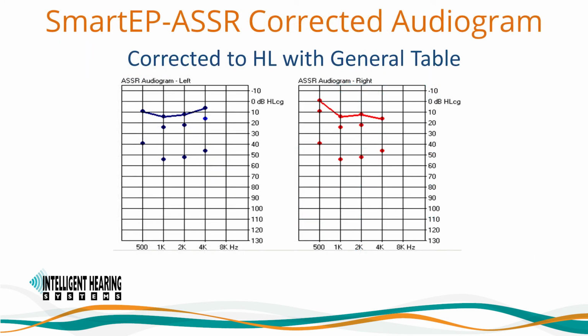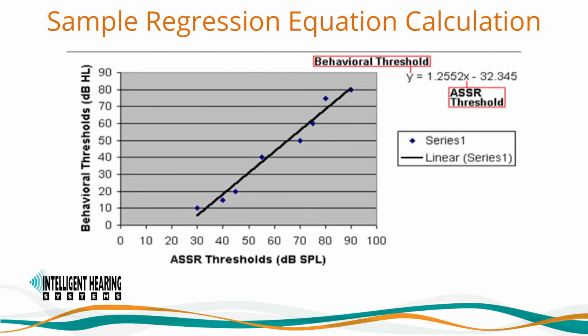In SmartEP-ASSR, these values for conversion from SPL to HL are applied when using the General Table option, found at the bottom left of the audiogram window, resulting in a corrected audiogram as shown here. Users of electrophysiological equipment can always calculate their own norms. This can be achieved by recording ASSR thresholds and behavioral thresholds from a group of normal hearing individuals and calculating the difference between the thresholds.